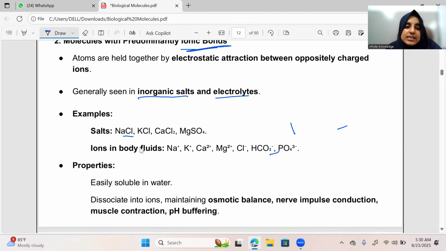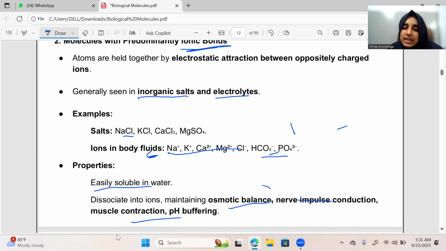Now the ions in the body fluids, for example sodium, potassium, calcium, magnesium, all of these form the basis of solution in our body. So these are present in the body fluids. The properties are that they are easily soluble in water. Compounds which have covalent bonds between them are not soluble in water, but compounds which have ionic bonds between them are easily soluble in water. They dissociate into ions, and they maintain the osmotic balance, nerve impulse conduction, muscle contraction, and pH buffering.